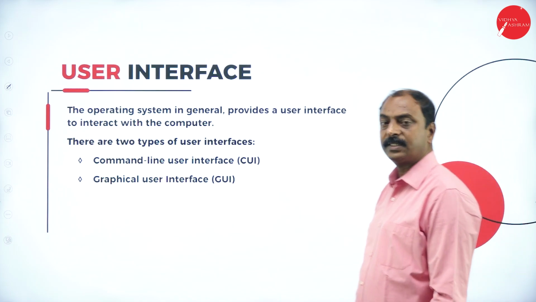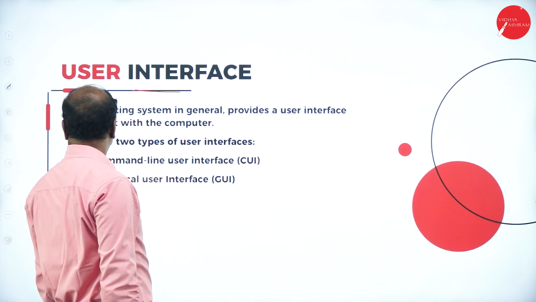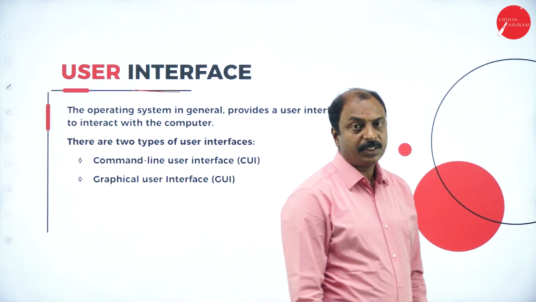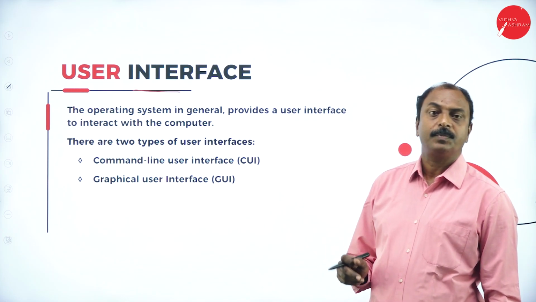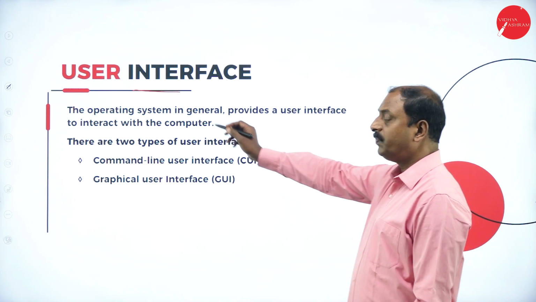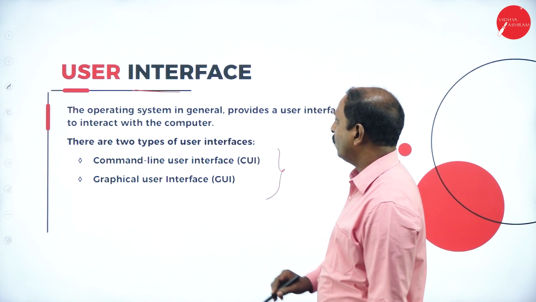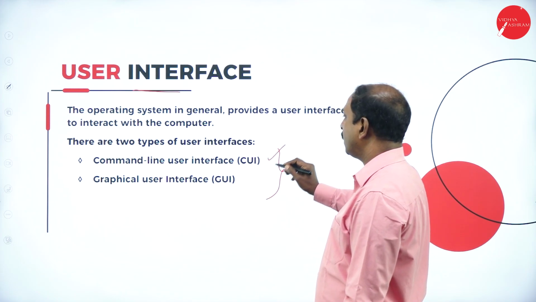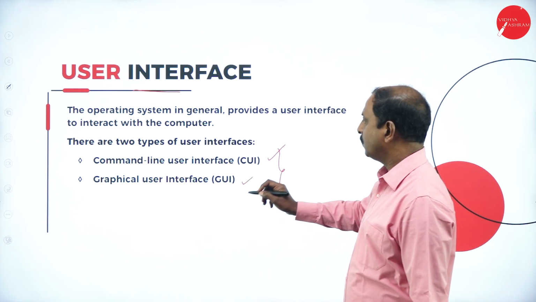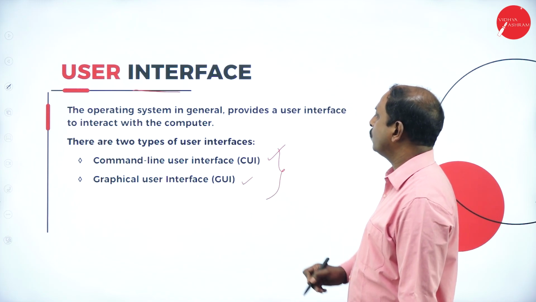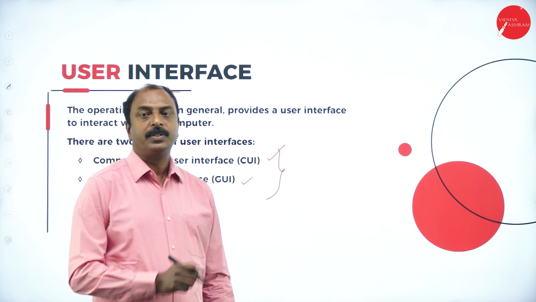Now let us move on to the next slide. The next concept is user interface. Now we have seen the definition of operating system. It is an interface between the user and the computer hardware. In an operating system there are two types of interfaces. One is the command line interface, or CUI, and the other is the graphical user interface, or GUI. These are the two types of user interface where the user can communicate with the computer system.